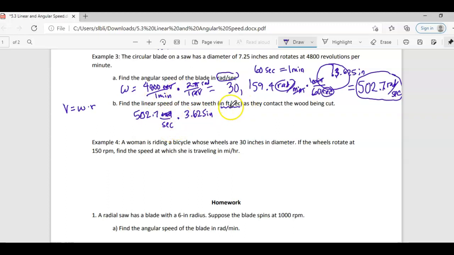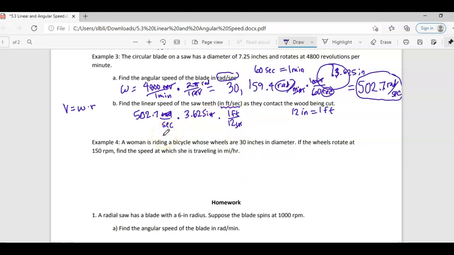Since we want this in feet per second, we're going to have to change this to feet. Remember, there are 12 inches in 1 foot. Because we have inches on the top here, we're going to put inches on the bottom. So 12 inches to 1 foot, that little fraction, we're going to put it like that so that the inches cancel out with the inches, and I'm left with feet per second.